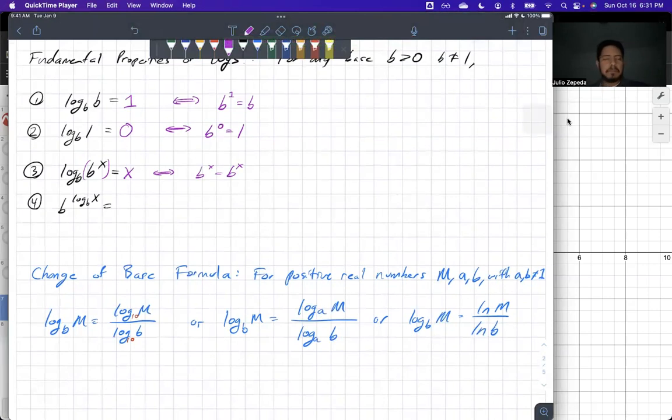And we can reverse the order there. If we have an exponential expression whose exponent is a logarithm with the same base, then we just get the argument back.